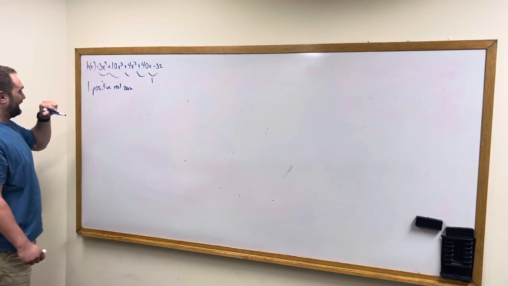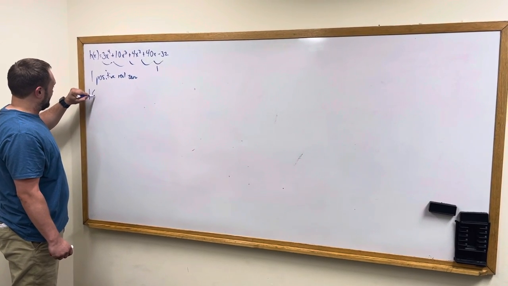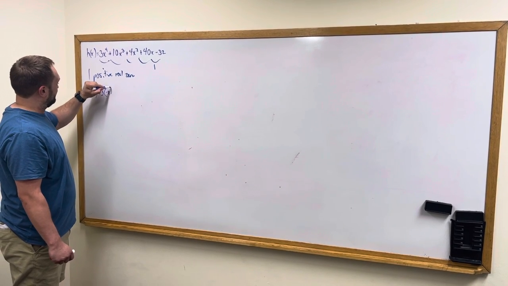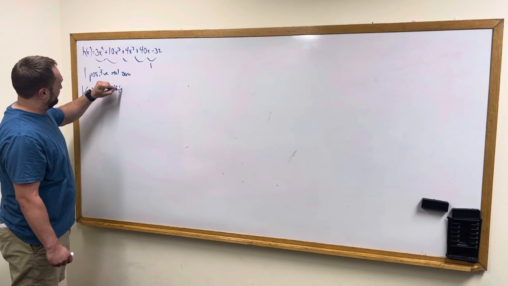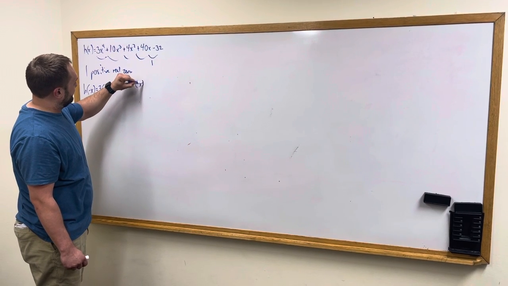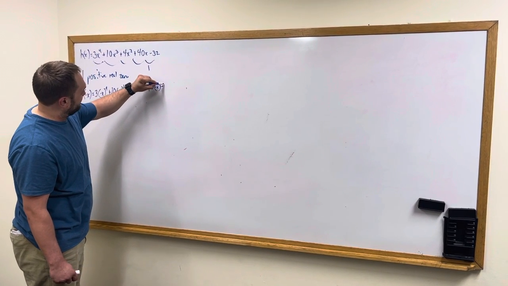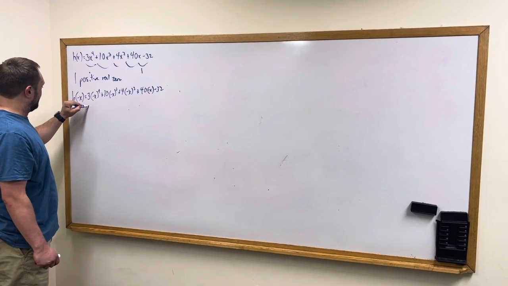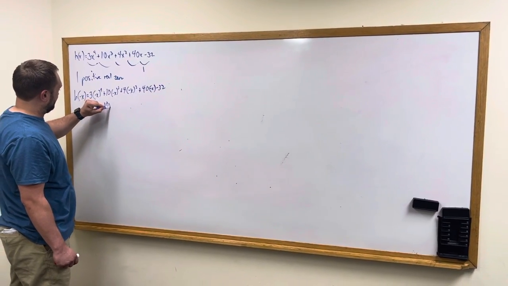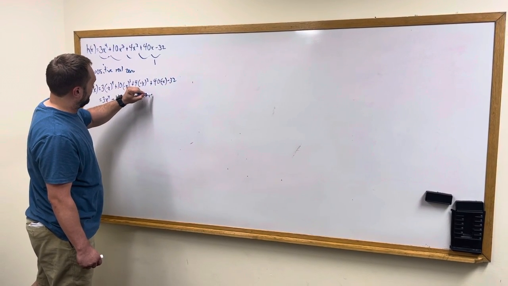And then to find out how many negative real zeros we have, we'll do h of negative x. So we'll do 3 negative x to the fourth plus 10 negative x to the third plus 4 negative x squared plus 40 times negative x minus 32. And that comes out to be 3x to the fourth minus 10x cubed plus 4x squared minus 40x minus 32.